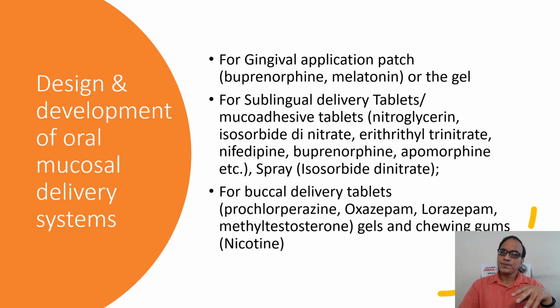For a gingival patch, examples are buprenorphine and melatonin, or you can plan a gel. For sublingual delivery, mucoadhesive tablets like nitroglycerin, isosorbide dinitrate, erythritol tetranitrate, nifedipine, buprenorphine, apomorphine; for spray, isosorbide dinitrate can be designed. So dosage form selection depends on the drug, its biological half-life, and its nature. For buccal delivery of tablets: prochlorperazine, oxazepam, lorazepam, methyltestosterone; gels and chewing gum of nicotine. These are examples of how we select a particular delivery system for a particular drug. So you must remember some examples to support your discussion.